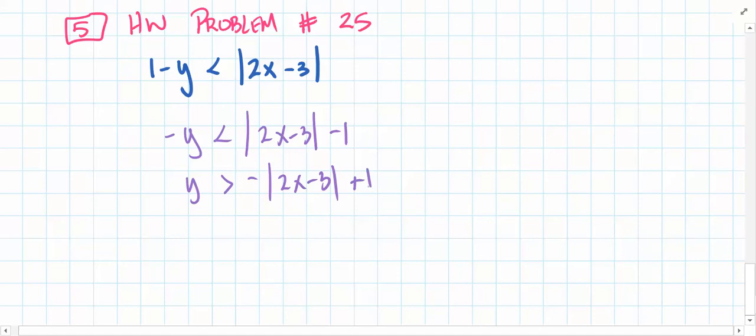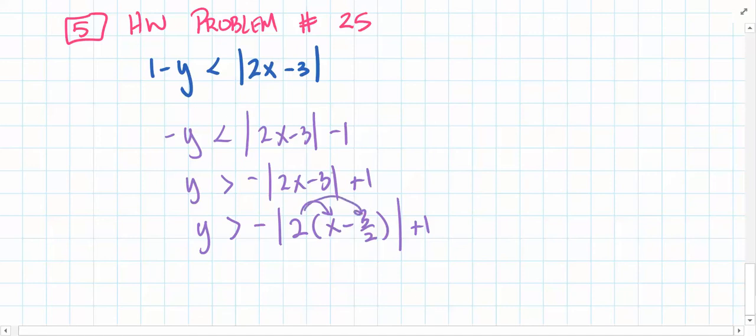So where's the vertex? Well, here's what I want you guys to be able to realize here. Y is greater than the negative of, you can factor out a 2 inside the absolute value inequality. So you would have an x minus 3 halves and then plus 1. So notice that 2 times x gives you your 2x, and 2 times negative 3 halves, of course, gives you the negative 3. So your vertex then would be at the point 3 halves comma 1. So when I would graph that, I go to 3 halves comma 1, and the 2 still makes your graph a little bit skinnier because you're multiplying by a factor of 2.